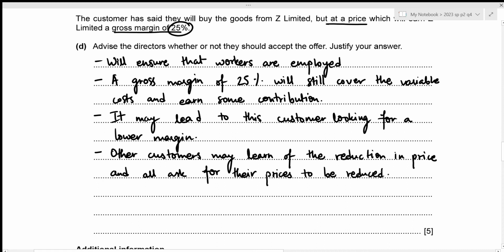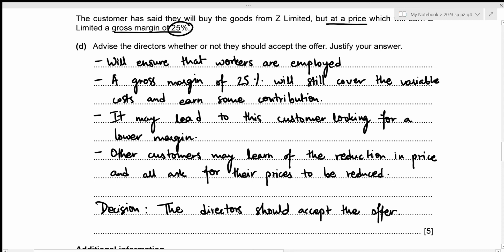Now, based on these factors, we need to advise the directors whether or not they should accept the offer. Personally, I would say that they should accept the offer because some contribution is still earned, right? So let's write down the decision clearly. The directors should accept the offer.